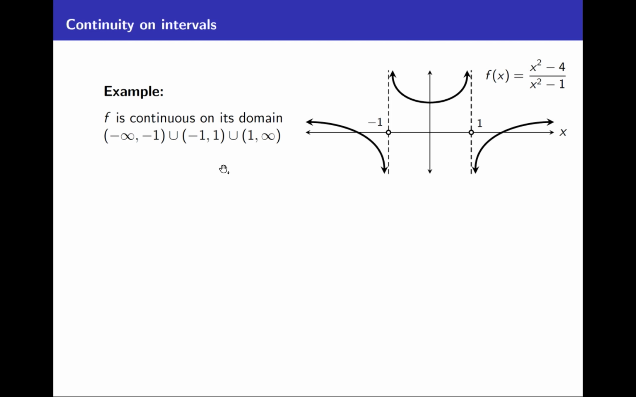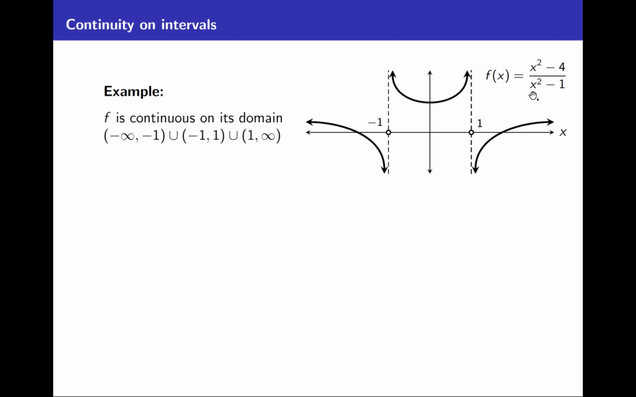So some examples of this. Most functions that you look at, if you think about their domains, those domains are going to be intervals or unions of intervals. And it's nice to have a function that's continuous on those intervals. And that's going to work out that way most often. Think about the function f of x equals x squared minus 4 divided by x squared minus 1. If you graph this function, it's going to look something like this, as I've drawn here.